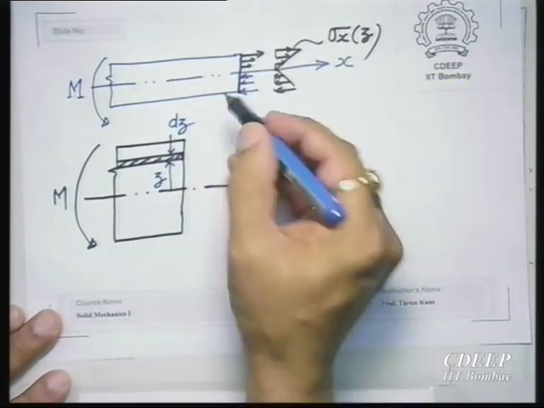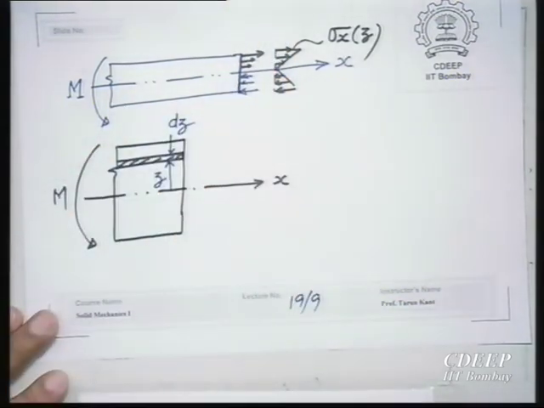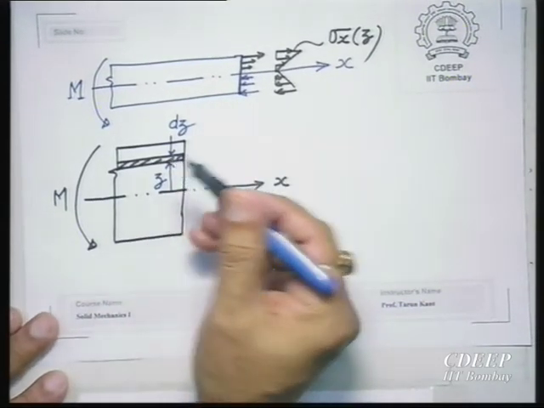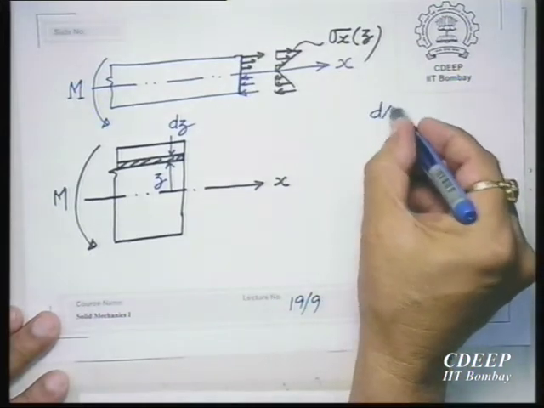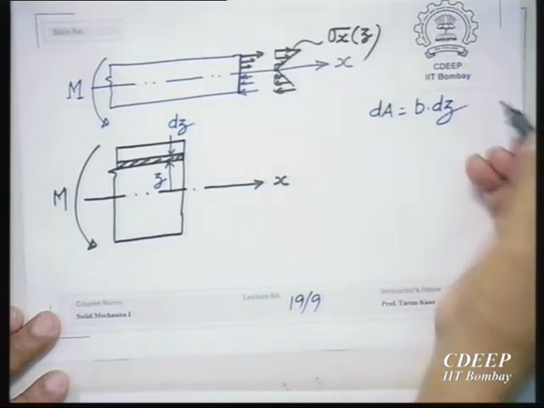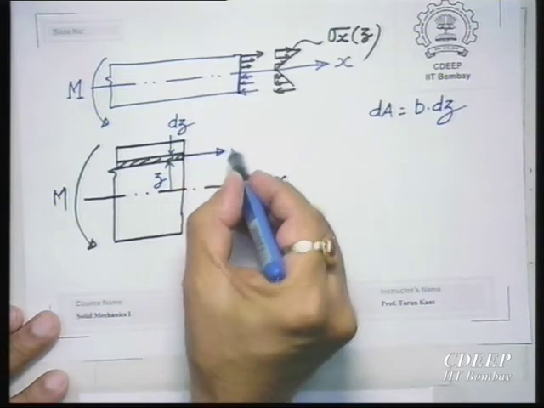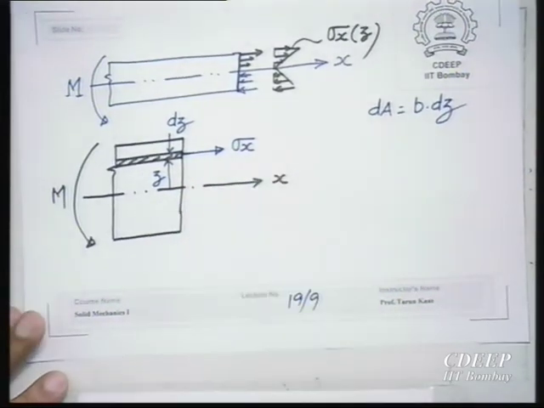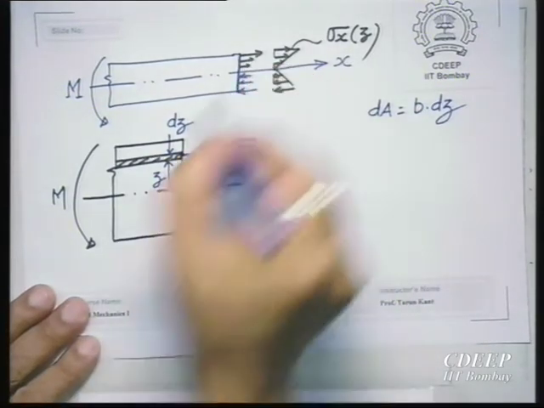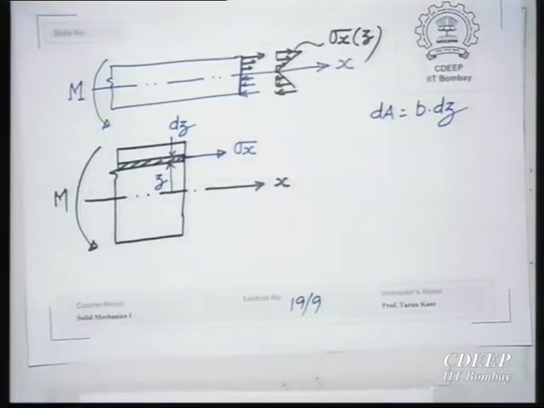What is the width of this fiber? Sorry, width of this beam is b. Total area on which this acts is b times dz. So area dA is the width b times dz. And what is the stress that is acting here? Let us assume that is sigma x that we have seen. What is the value at a distance z? The sigma x is like this. Is it okay?